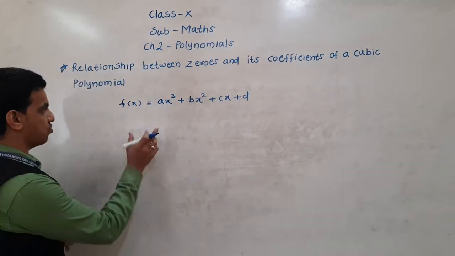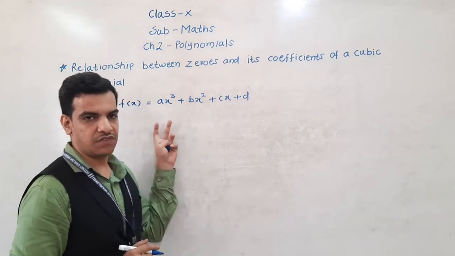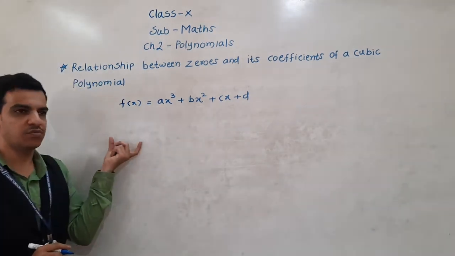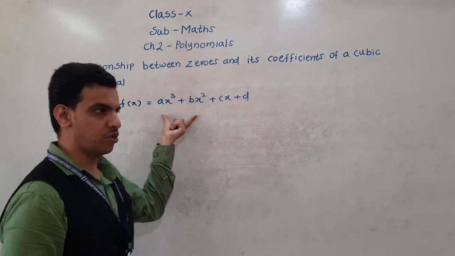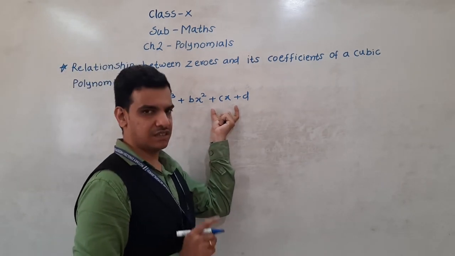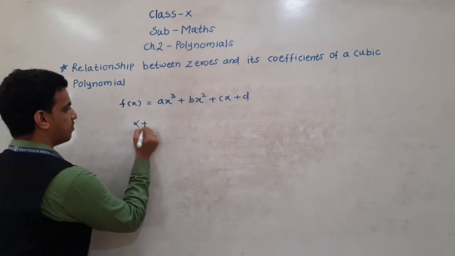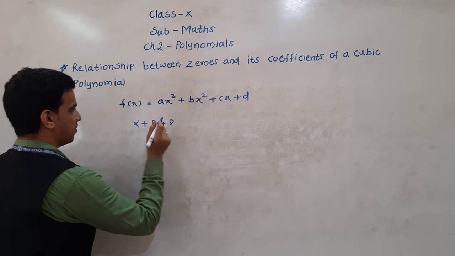For a quadratic polynomial there are two relations: alpha plus beta is equal to minus b by a, and alpha into beta is equal to c by a. For a cubic polynomial there are three relations. The first relation is alpha plus beta plus gamma.